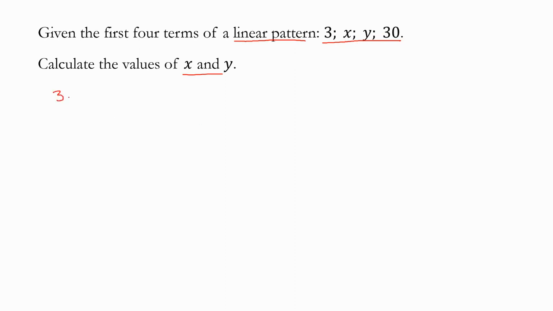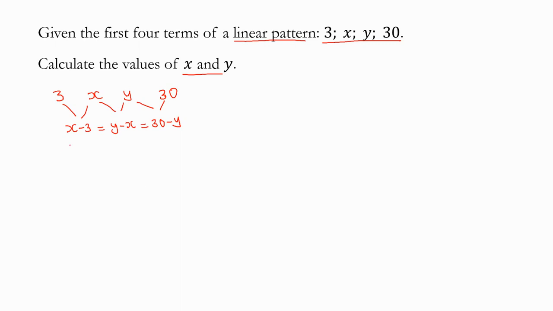Right, so we have 3, x, y, and then 30. The difference here is term 2 minus term 1, so it's x minus 3. Then it's term 3 minus term 2, which is y minus x. And then it's term 4 minus term 3, which is 30 minus y. From these differences, we can create equations because these are equal. So x minus 3 is equal to y minus x is equal to 30 minus y.